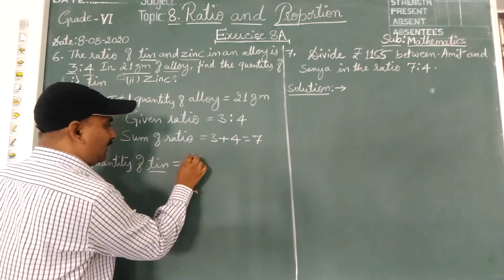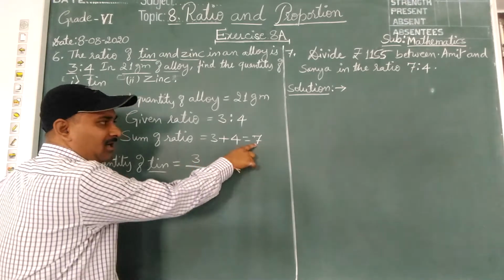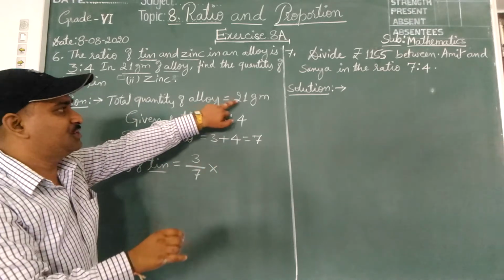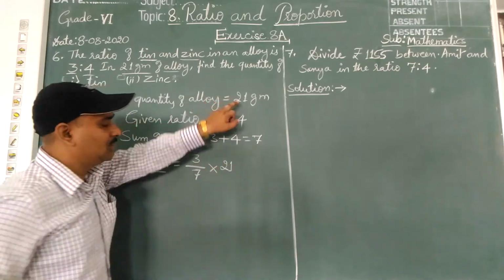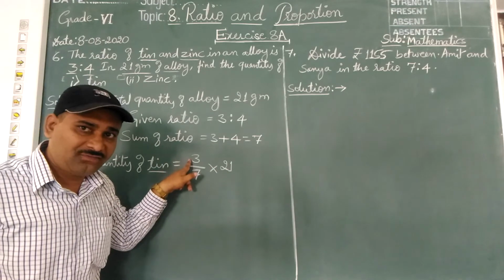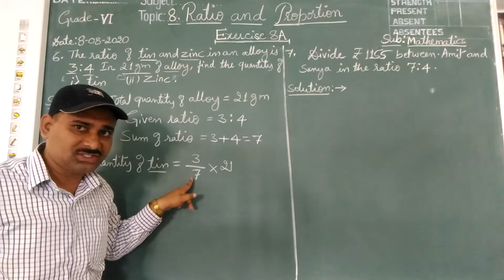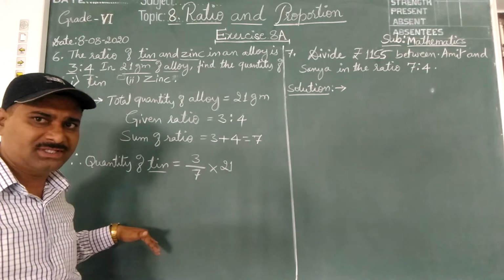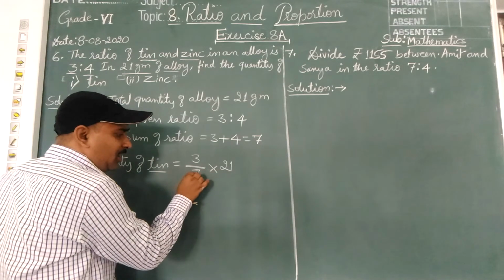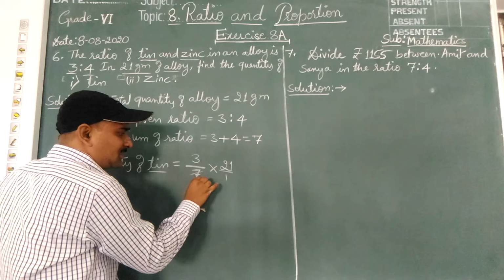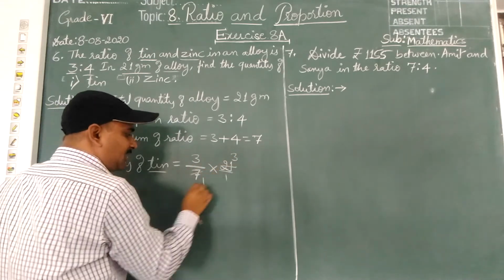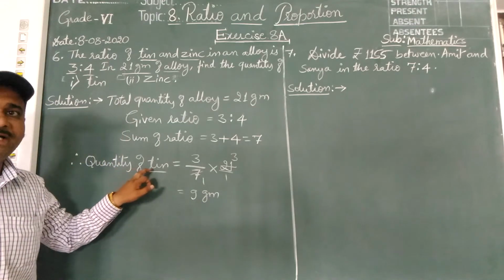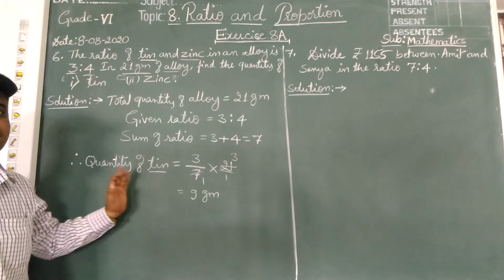Ratio of tin divided by the total sum of the ratio, into the total quantity of the mixture. As it is, we'll do the same. Next also we'll do the same thing. So denominator 7, numerator 21, cancel. 7 ones are 7, 7 3s are 21, so 3 3s are 9 grams. Quantity of tin is 9 grams, or you can say weight of tin also.